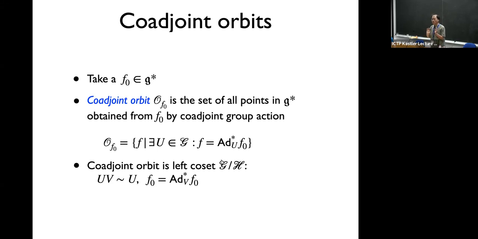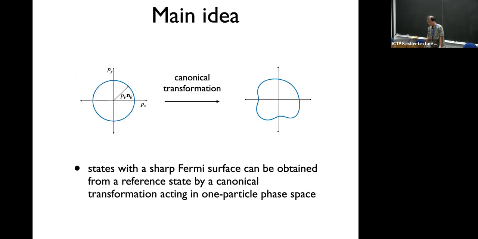Okay, so all this might look a bit abstract, but I'm going to go to a physical case that is relevant for Fermi liquid theory. The idea is the following. All the different shapes of the Fermi surface that are the result of evolution of the original Fermi surface under the Liouville equation can be thought of as the result of a canonical transformation on the original Fermi surface. So all the states with a sharp and connected Fermi surface can be obtained from the original spherical Fermi surface by applying a canonical transformation. And this canonical transformation acts in the phase space of a single particle.